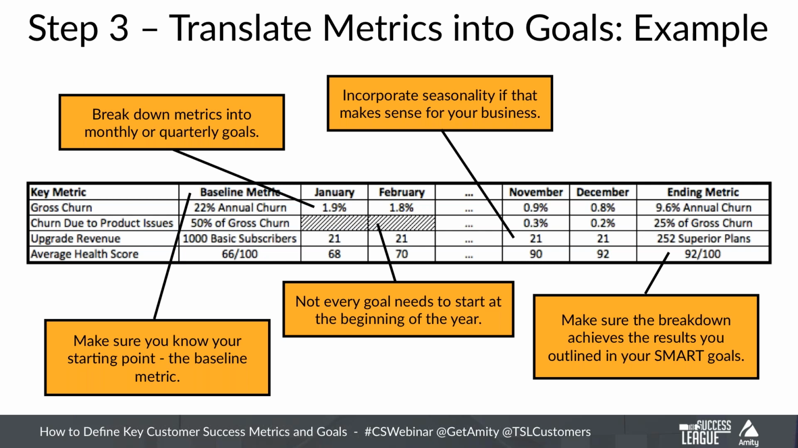Not every goal needs to start at the beginning of the year, so you can see that I've got one that doesn't start until mid-year because that was the one where I said, hey, there's a product enhancement coming out that's going to enable me to make some real change. So you don't have to have everything start right in January 1. If you have a business that has heavy seasonality, you probably want to build your seasonality into your plans. So you may have certain months that are higher and other months that are lower. So instead of, for example, for this upgrade revenue plan here, you might want to not have it be 21 every single month. It might be 15 in January. Things start ramping up in February, so it's 16, and then you kind of build that seasonality in over the course of the year. And then you want to make sure that, as you go through this plan, the way that you've got it broken down achieves the SMART goals that you outlined.